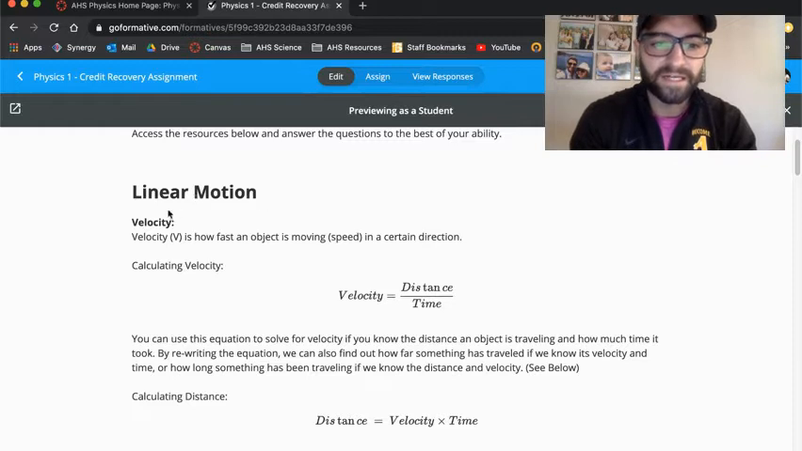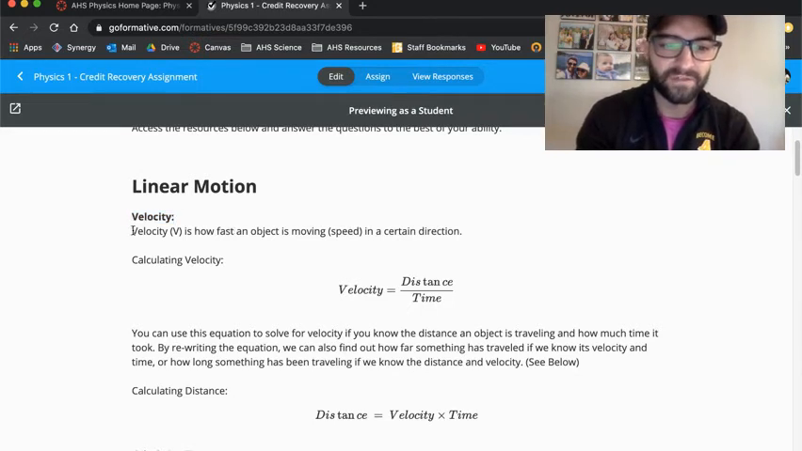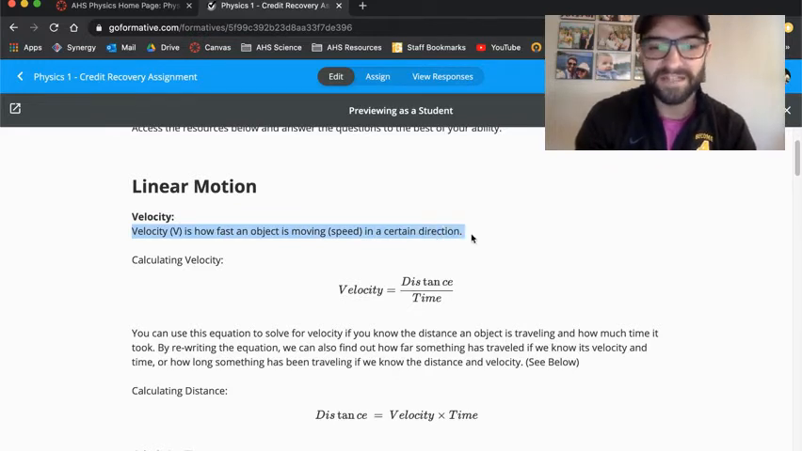So the first topic that we really started focusing on was velocity. In particular, a constant velocity. That means the velocity is not changing. And so a velocity is how fast an object is moving in a certain direction.